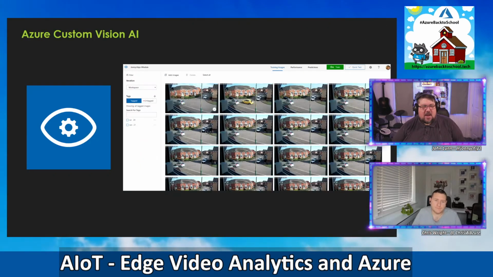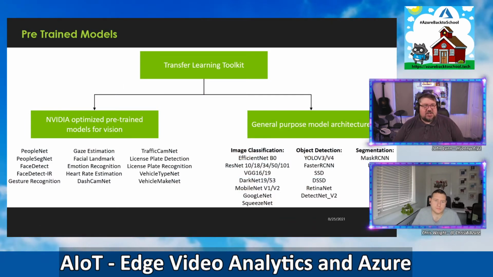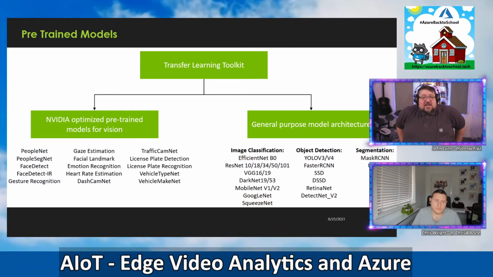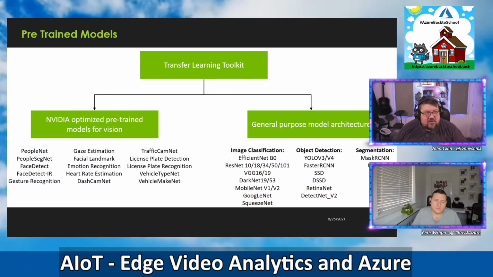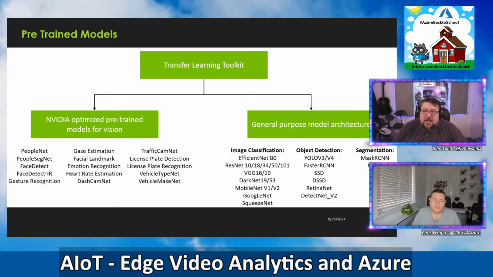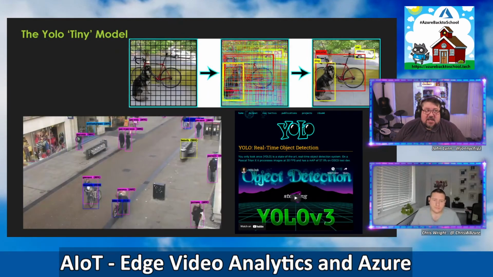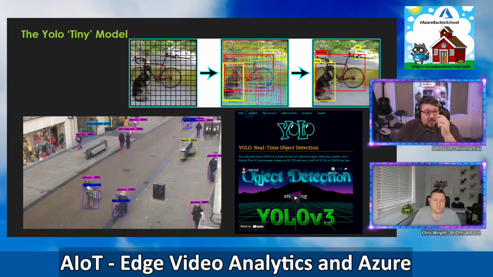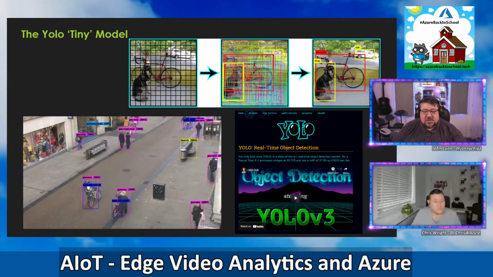So if we flick back over to our slide deck and we look at the other options that we had with these general purpose model architectures, one of the models that Paul actually went into was this YOLO V3 model, this object detection model here that I'm just highlighting. And actually, that's the detection model that I ended up using as part of this session today.